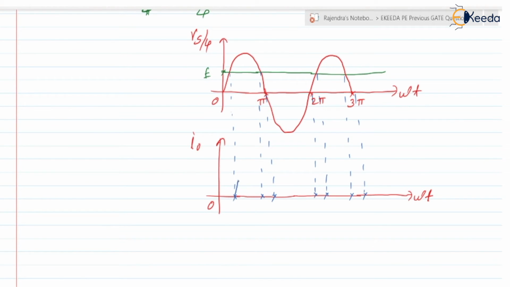So it will be like this. The nature of the current will be like this. It is the same as that of the supply voltage. Sorry, it will be like this, the Vs by 4 minus E type of current.